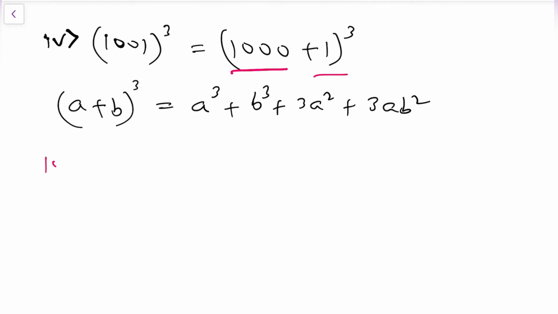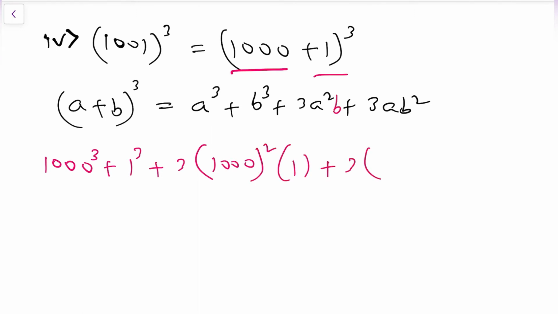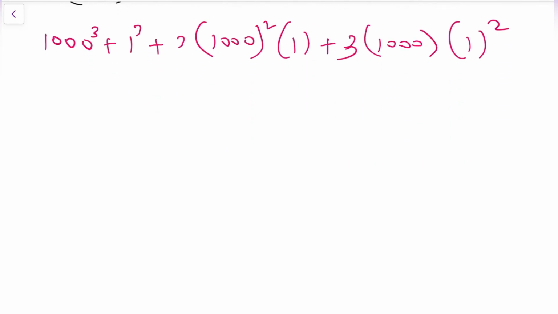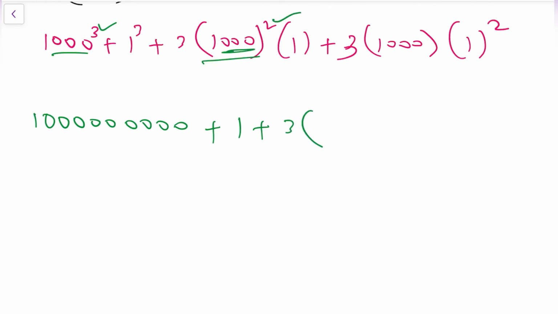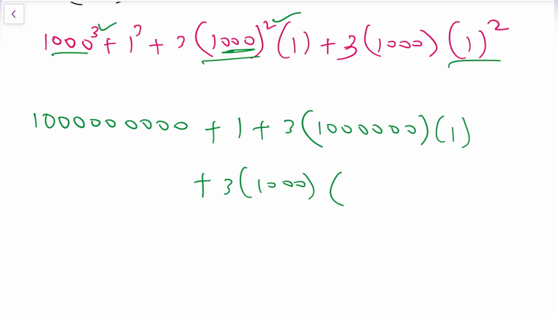So if we substitute, we get 1000 cube plus 1 cube plus, here 3a square b, 3 into 1000 square into 1 plus 3 into 1000 into 1 square. 1000 cube, here 3 digits are there, power 3 is there, so 3 threes are 9, 9 zeros, plus 1 cube is 1 plus 3 into 1000 square, here 3 zeros, power 2, 3 twos are 6, 6 zeros into 1 plus 3 into 1000 into 1 square, 1.